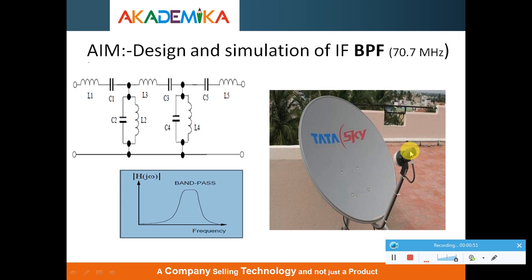This LNBC has an amplifier plus mixer, but after the mixer all image frequencies are generated, and these image frequencies have to be filtered out by a kind of filter. That's why the IF band pass filter, a small RLC filter, is put in to extract only the 70.7. So in this black coaxial cable, the 70.7 megahertz is going to your Tata Sky DTH box. That box is only entertaining 70.7 megahertz.